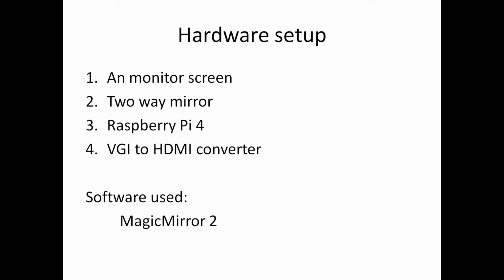The components required for the project, we divided into two categories. One is the hardware and the other one is the software. For the hardware part, a monitor screen, a two-way mirror, a Raspberry Pi 4, which is a microcontroller we are going to use, and a VGA to HDMI converter. Along with it, for the software, Magic Mirror software is used.